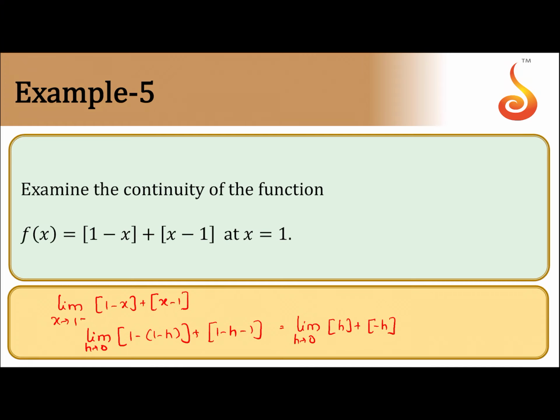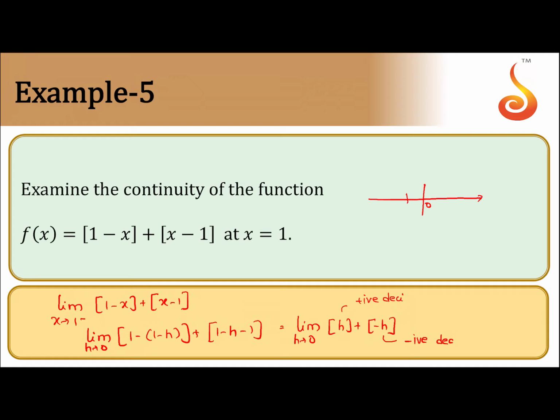So what is greatest integer? Nearest integer towards left on a number line. So best method to explain is nearest integer towards left. So whenever you are talking about minus h means what? Negative decimal, and this is positive decimal.